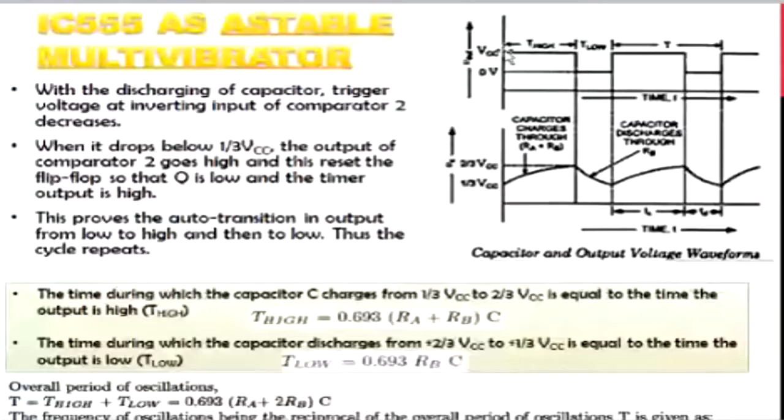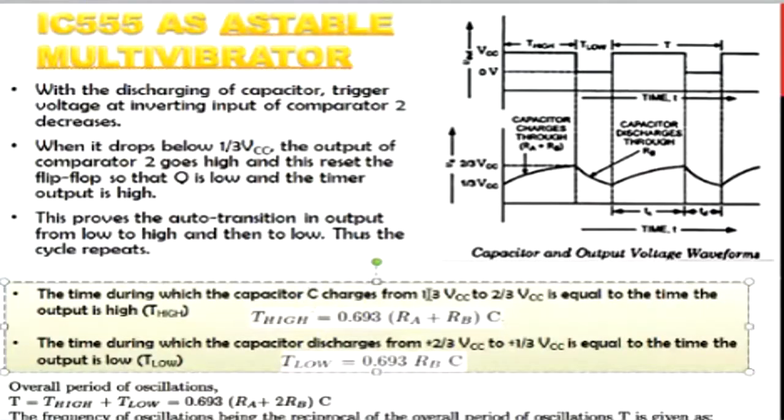When it is charging towards 2 by 3 VCC, it is in the high state. When it reaches 2 by 3 VCC, it discharges. At that time the output is low. Again, when it reaches 1 by 3 VCC, the capacitor starts charging again. At that time the output is high, and when it discharges, the output is low. So this is the output waveform.